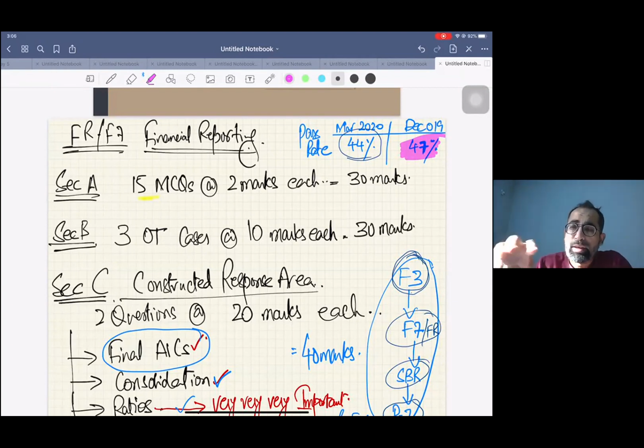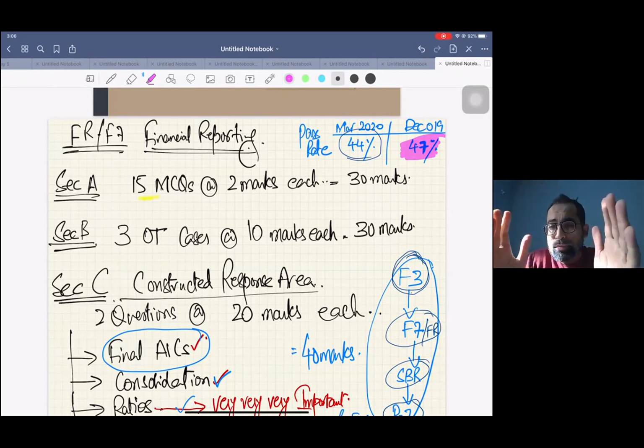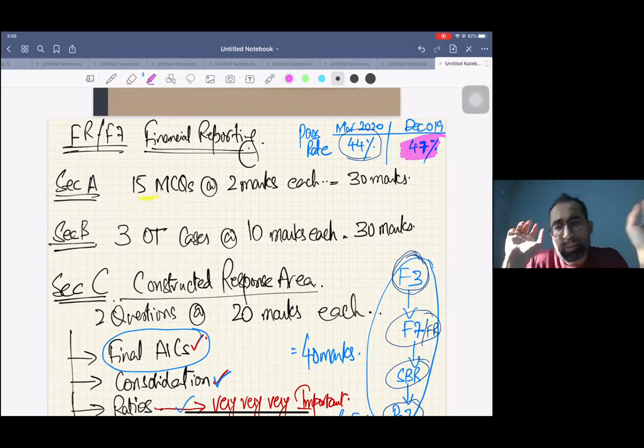Because of this good passing rate, students normally opt for this paper as the first paper of the skills module. After completing ACCA part 1, their foundation level, they directly opt for the F7 financial reporting paper.